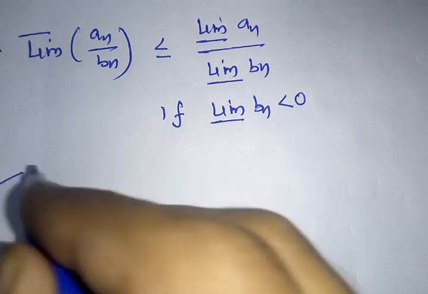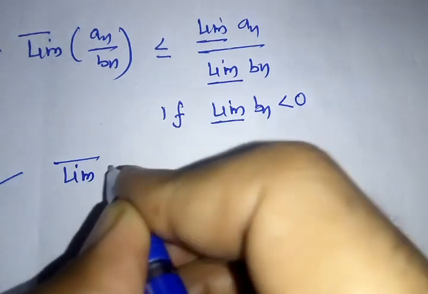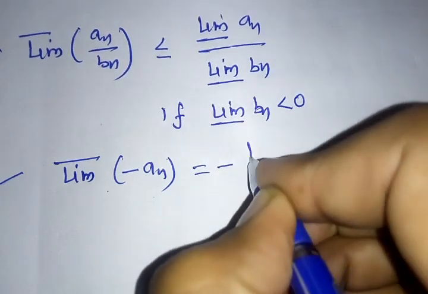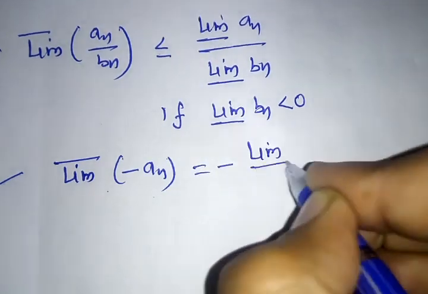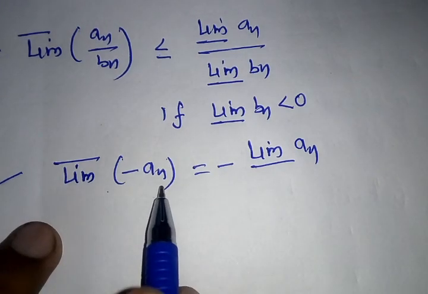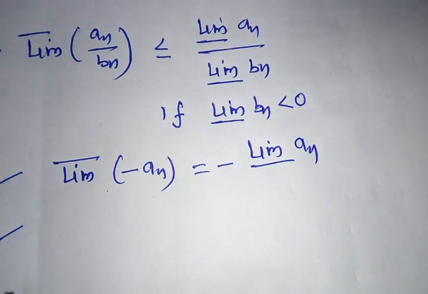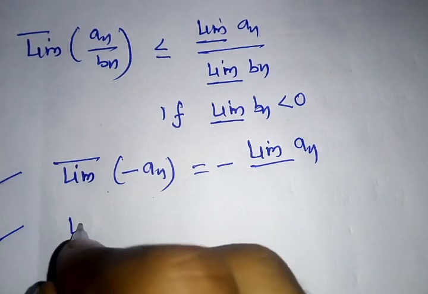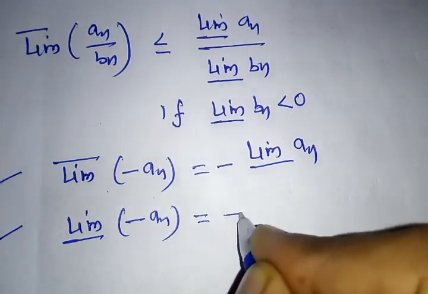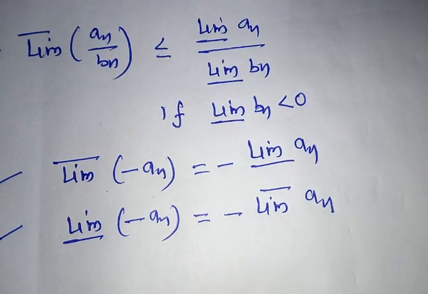Next, limit superior of minus an is equal to minus limit inferior of an. Another property, limit inferior of minus an is equal to minus limit superior of an.